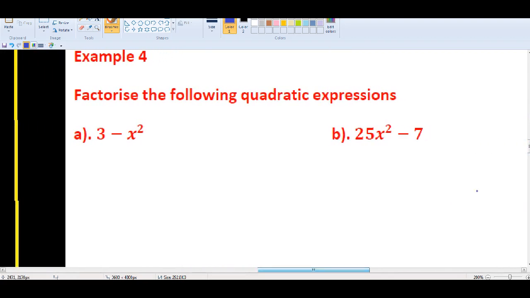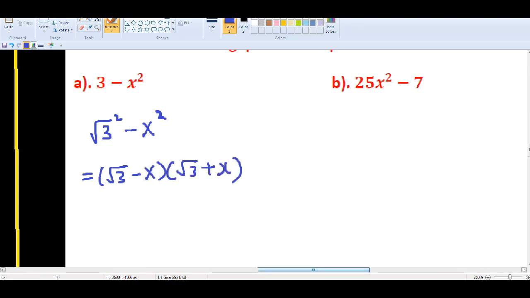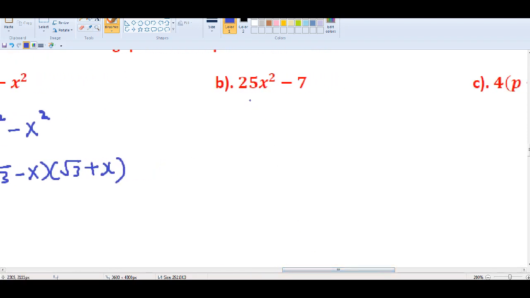Okay, let's try the first one. I've got 3 minus x squared, can we factorize this? Yes, we can always rewrite that 3 into this one. So that's square root 3 minus x, square root 3 plus x. Okay, so that's the first one. How about the second one?